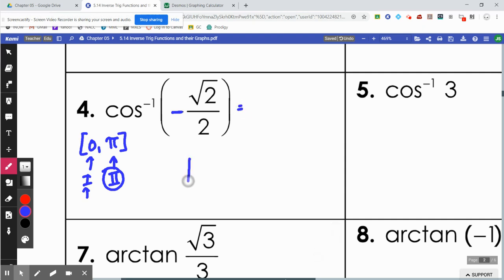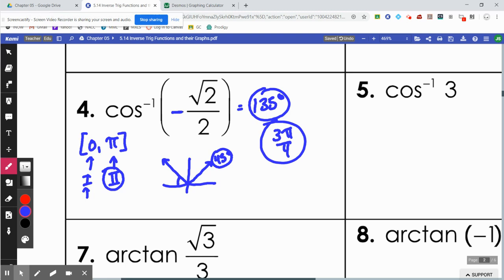And here's what I like to do. I like to say, okay, the cosine of what value gives me root 2 over 2, and that's going to give me a reference angle. The cosine of a 45-degree angle is root 2 over 2. However, we need that same answer in the second quadrant, since it's a negative root 2 over 2. So we ask ourselves, what value in the second quadrant has a reference angle of 45 degrees, and that's going to be a 135-degree angle, which is the same thing as 3 pi over 4.